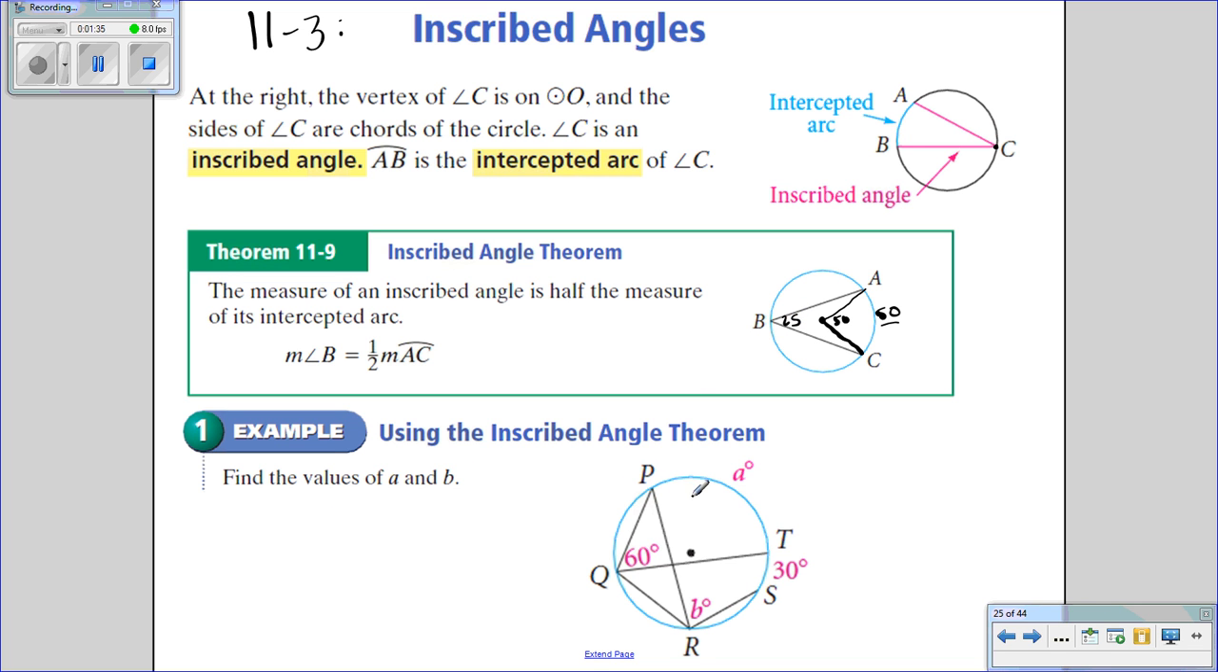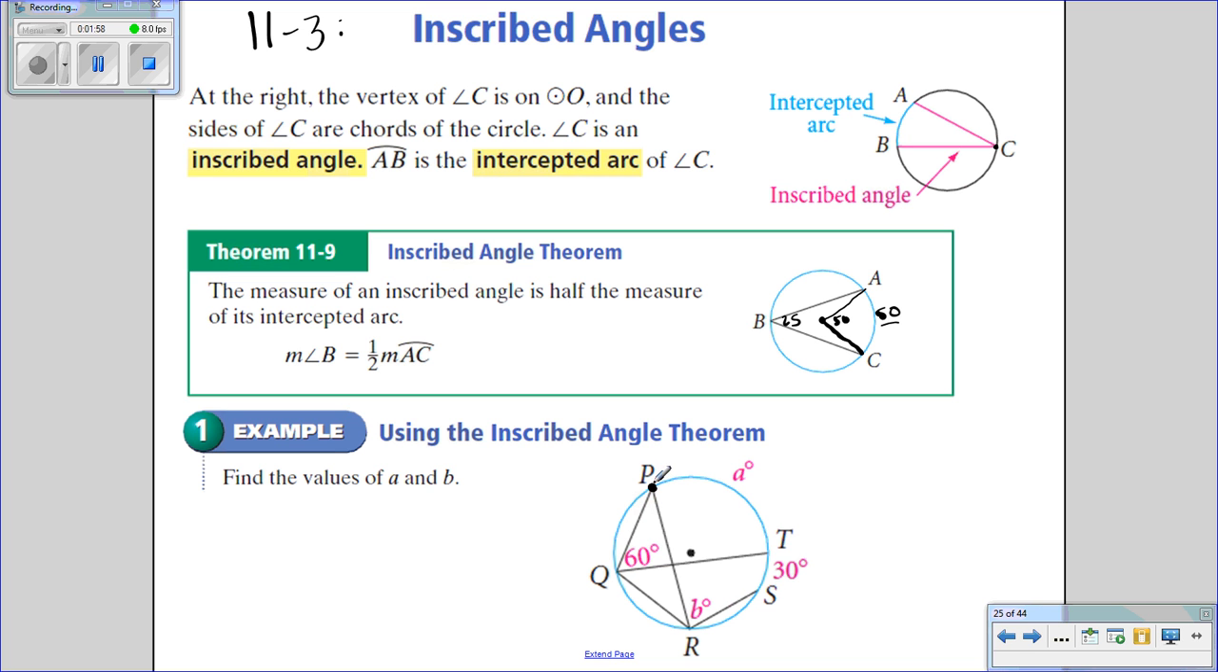So in this instance here, we have an example. We're trying to find the measure of this arc here, arc PT, and then we're also going to find the measure of this angle, angle PRS. So let's think about this.